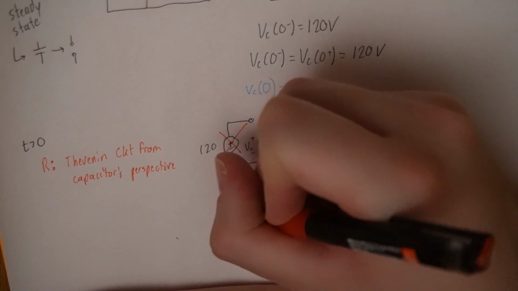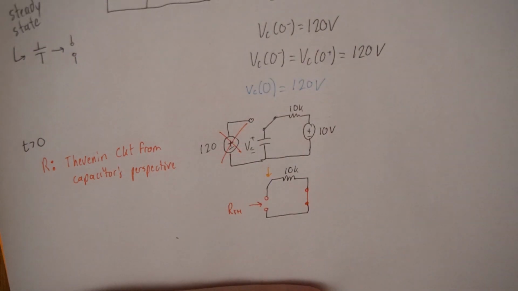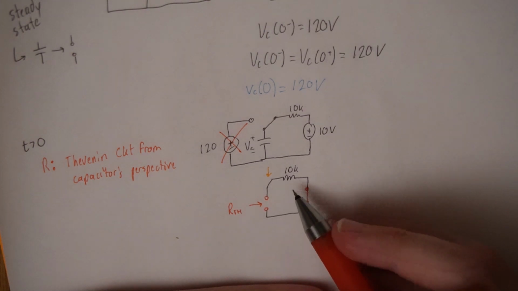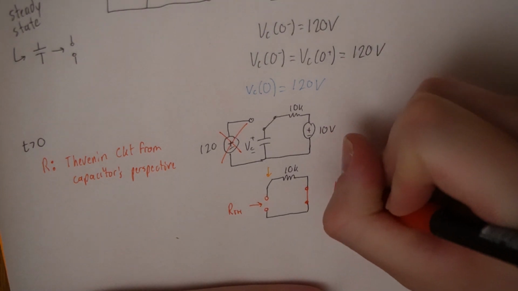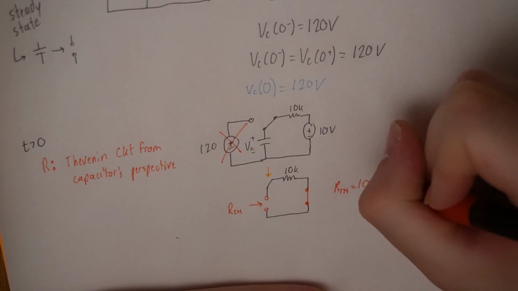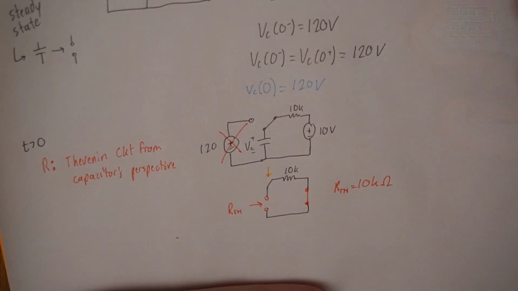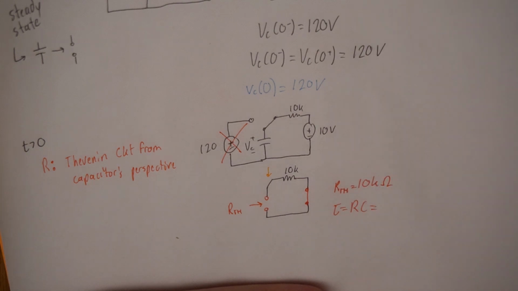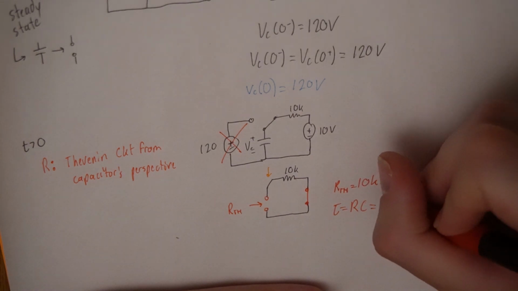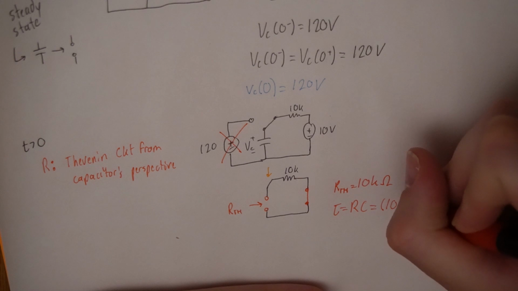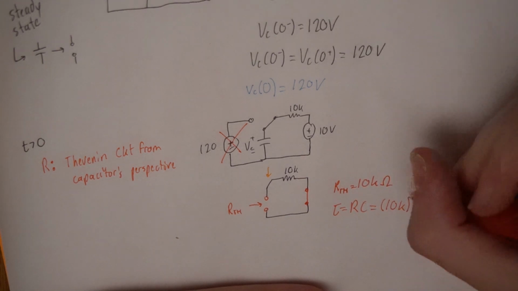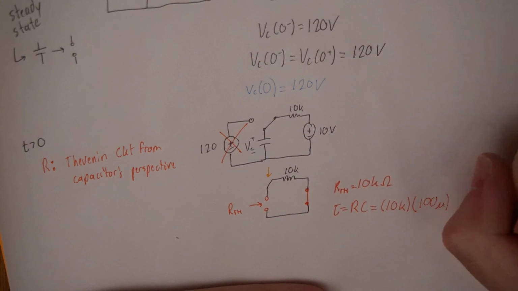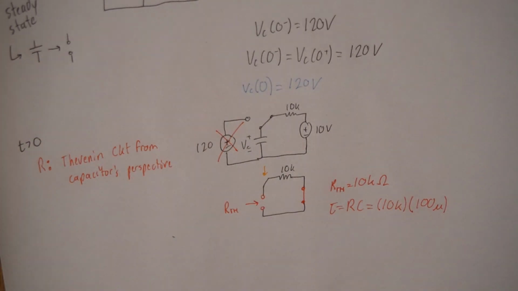And then what is R Thevenin? Looking into here, well, this one's an easy one. There's a single resistor. RTH equals 10K. Now, what is tau? Tau equals RC. For that, I'll sub in the values. R, 10K. C is 100 microfarads, so 100 times 10 to the minus 6.